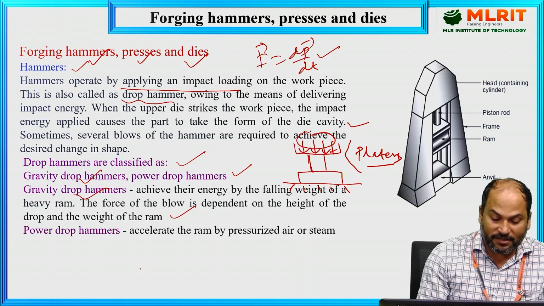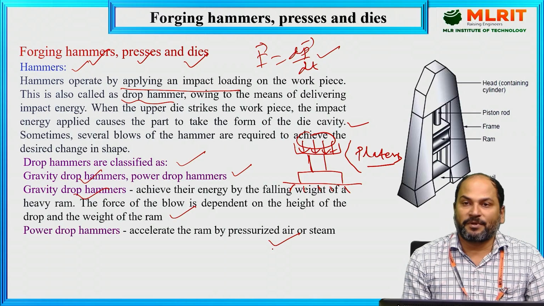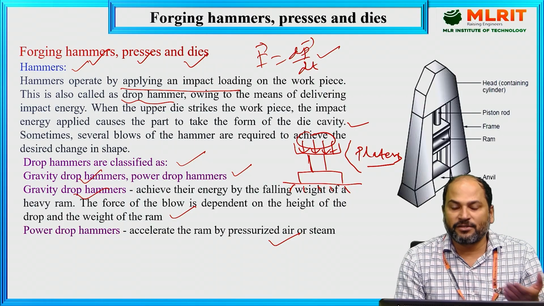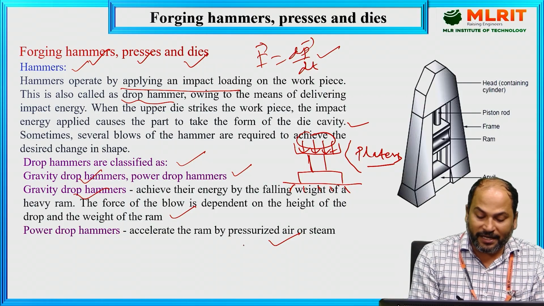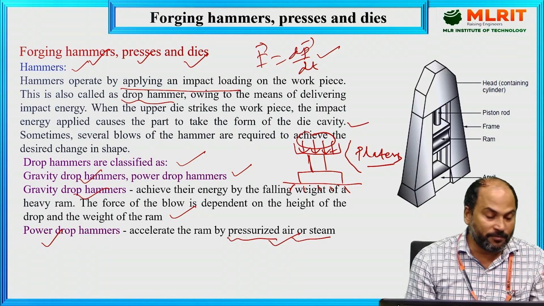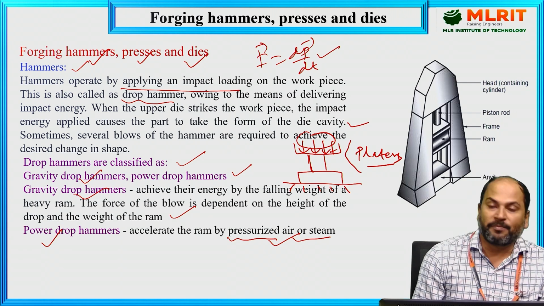Power drop hammers accelerate the ram by pressurized air or steam. Okay, we can apply the force in different ways also. If we are doing it by pressurized air or steam, then it is known as a power hammer. So there are two types: first is the gravity drop hammer, and second is the power drop hammer.